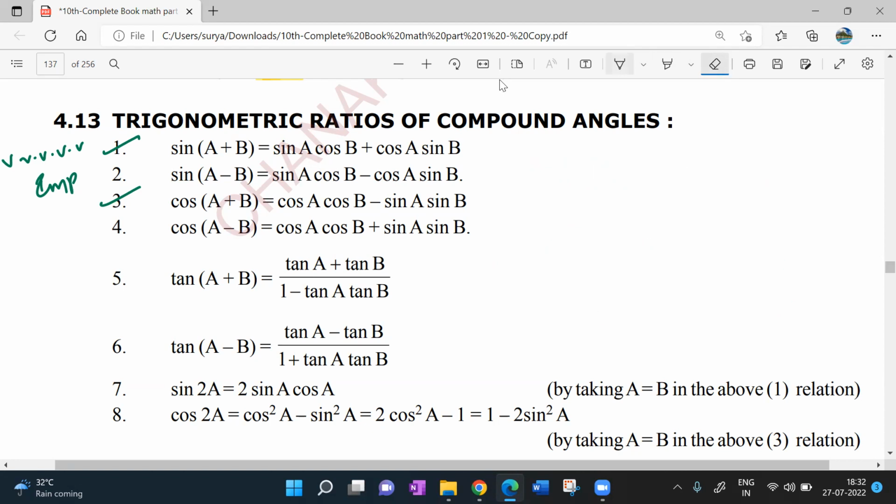That is what I'm telling you. Try to know the sin A plus B formula and the cos A plus B formula. In fact, if you know sin A plus B, you can understand sin A minus B very easily. You just need to change the signs: replace plus with minus, minus with plus. So the first formula, sin A plus B, is sin A cos B plus cos A sin B. Very important formula. Sin A minus B: the plus is simply replaced with minus, the rest remains the same. Now cos A plus B is what?